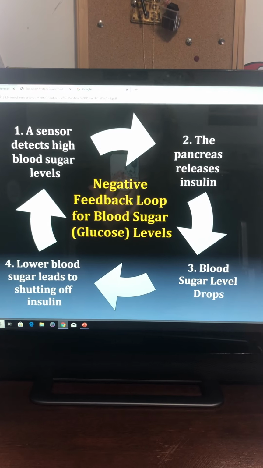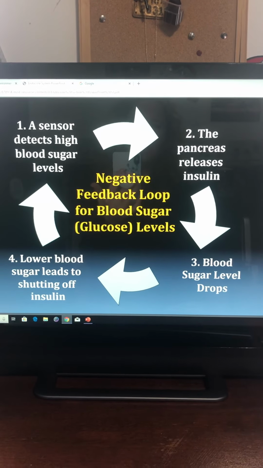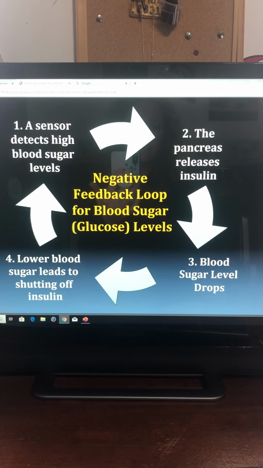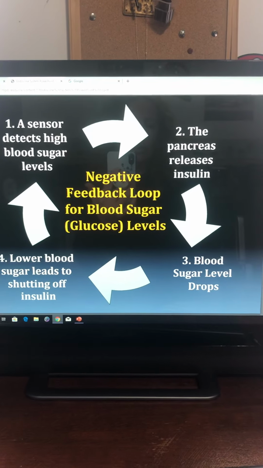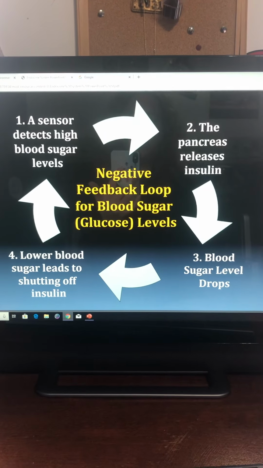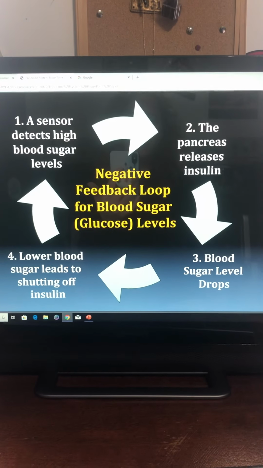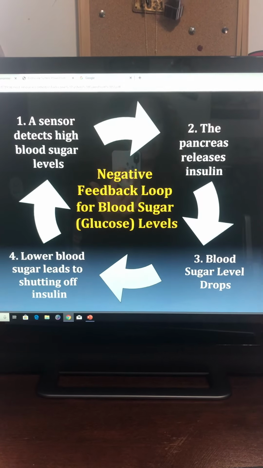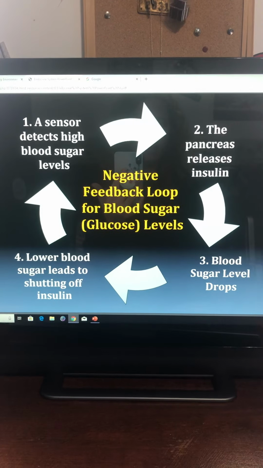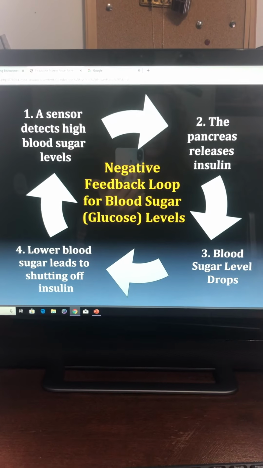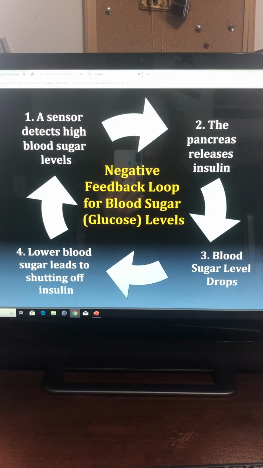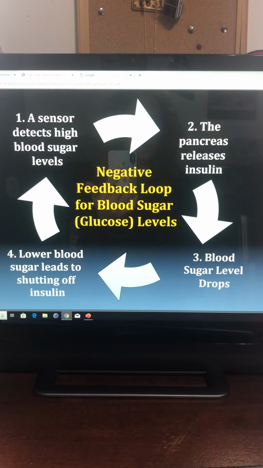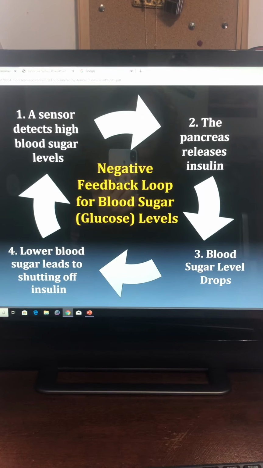So if you look at number 1, it says that there's a sensor. It detects high blood sugar levels. Number 2 says that the pancreas is going to be turned on to release insulin. 3 is that the blood sugar level will now drop. And 4, the lower blood sugar level is going to lead to shutting off the insulin supply. And unless that sugar level gets raised again, which it will throughout the day because our sugar levels are going up and down and they're just referred to as our glucose levels all day long, then we'll get the pancreas turning back on again. So the pancreas turns on and off basically throughout the day.